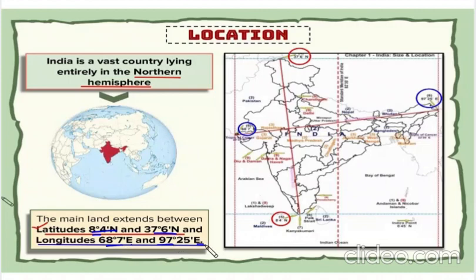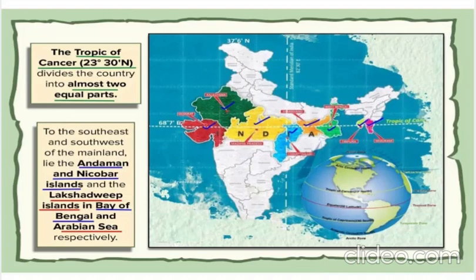So these are the two longitudes as well as two latitudes which pass through India. Now, the Tropic of Cancer, as I said, which is 23 degree 30 north, that is the Tropic of Cancer. It divides India into almost two equal parts. Not exactly equal, but you can say it's slightly doing it that way.